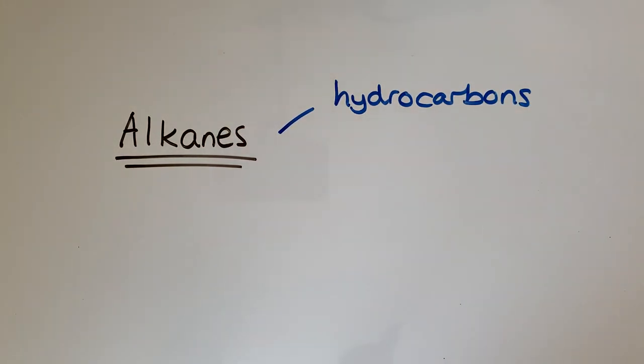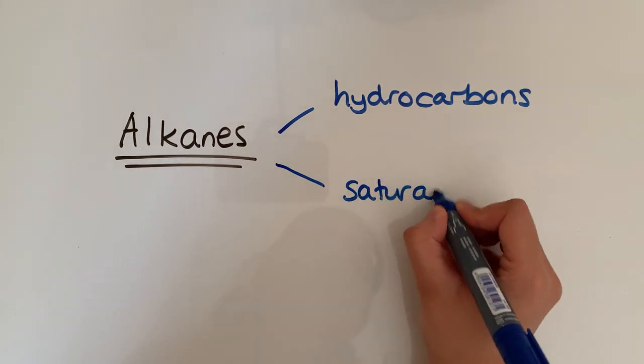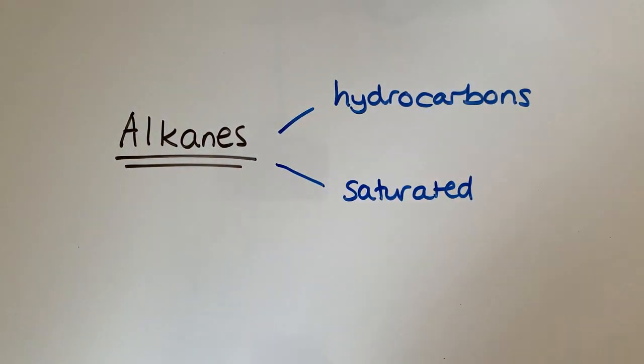Because they only have single bonds, so an alkane can't have a double bond or a triple bond, we can class alkanes as being saturated. So saturated means that we don't have any double or triple bonds present in the molecule.